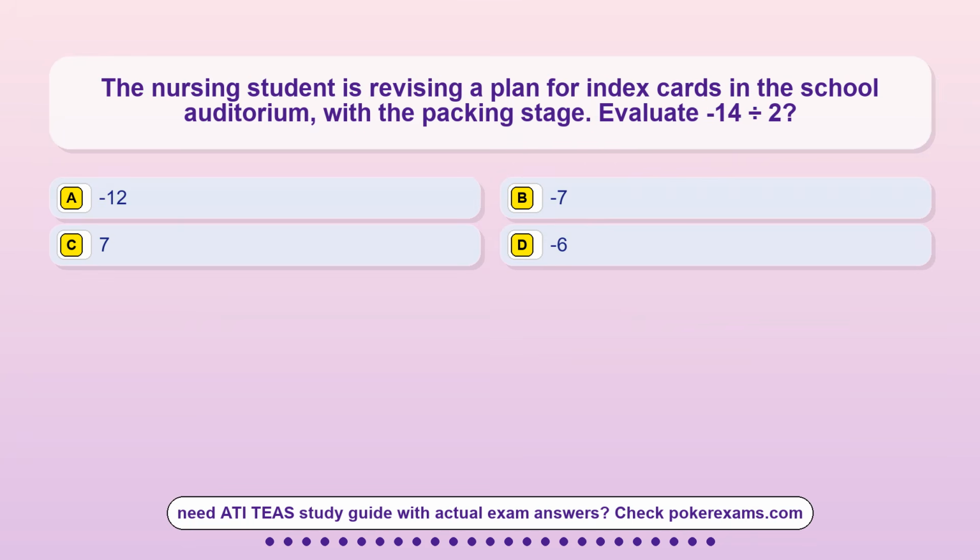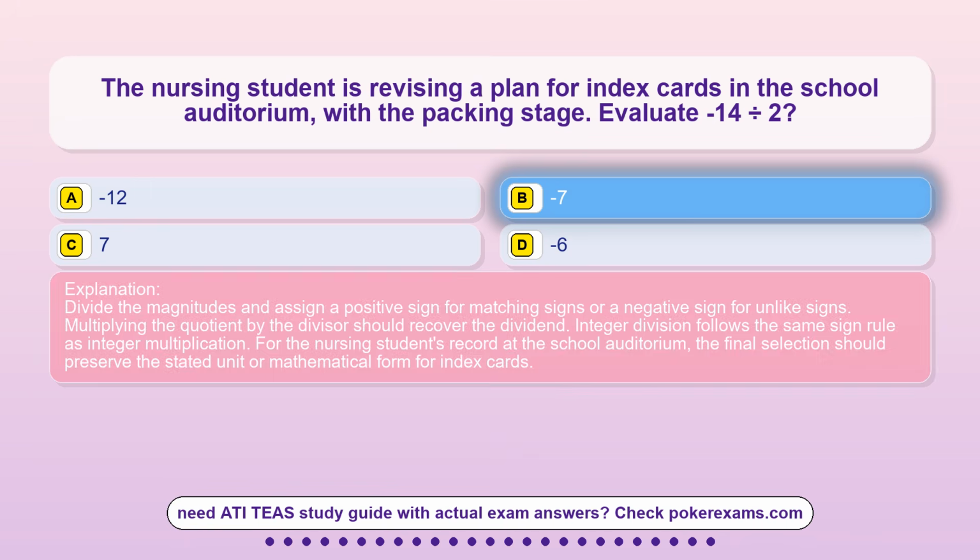The nursing student is revising a plan for index cards in the school auditorium, with the packing stage. Evaluate -14 divided by 2? Option A, -12. Option B, -7. Option C, 7. Option D, -6. The correct answer is option B, -7.